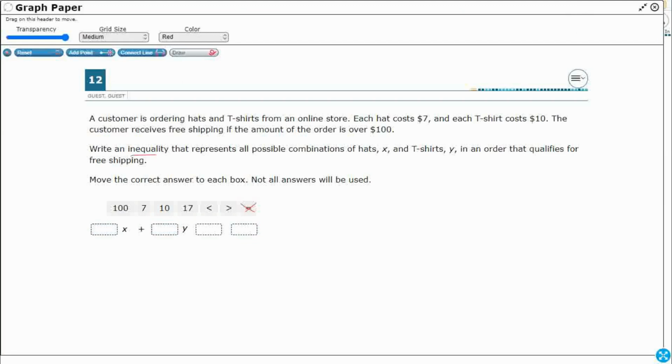So let's take a look at our problem here. We do know that it's an inequality, so we're not going to use the equal sign. So we're ordering hats, we're ordering t-shirts, and we're going to get free shipping if it's over $100. Okay? Now, they give us all the information we need. Hats, x. Okay, so hats equals x.